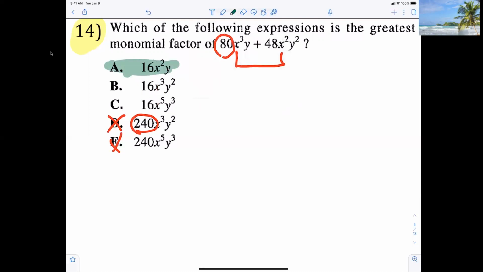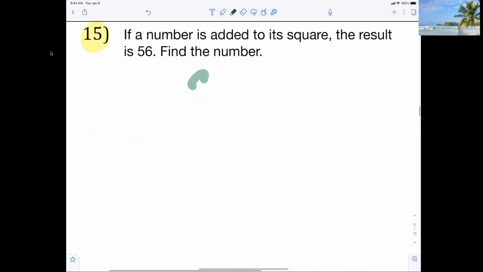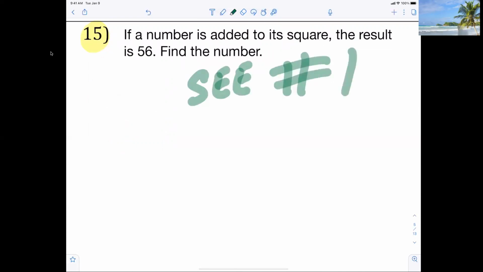All right, I don't think that's too hard for you. Could you also look for the common y in that? Yeah, there's a single y, exactly. Either one, but I just did it in order. All right, now here we go with 15. We can say what? See number one. It's the same problem. So we don't have to waste time on this, but it would have been, if a number is added to its square, the result is 56. Same problem. See number one.